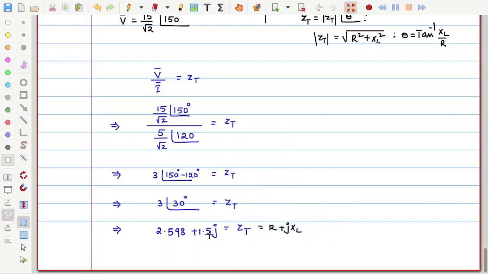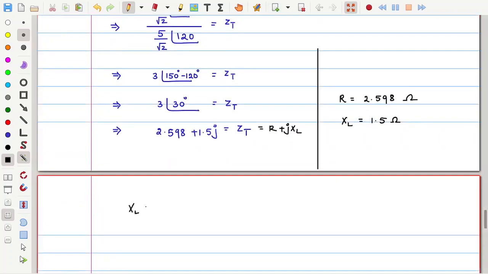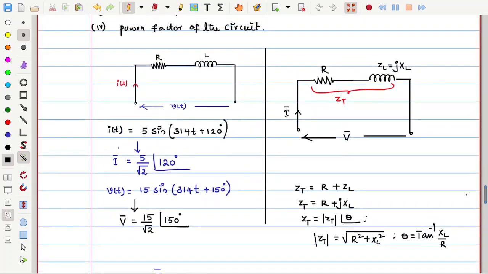Now, can I compare real parts and imaginary parts on the left side and right side? Compare real and imaginary parts. How much will I get? R is 2.598, exactly. Directly I am getting 2.598 ohms. How much is XL? 1.5 ohms. But we already know that XL is equal to omega L, which is equal to 1.5 now. So omega can be written as, how much is omega now? Can you see the current or voltage? See this. This value is what, the omega?